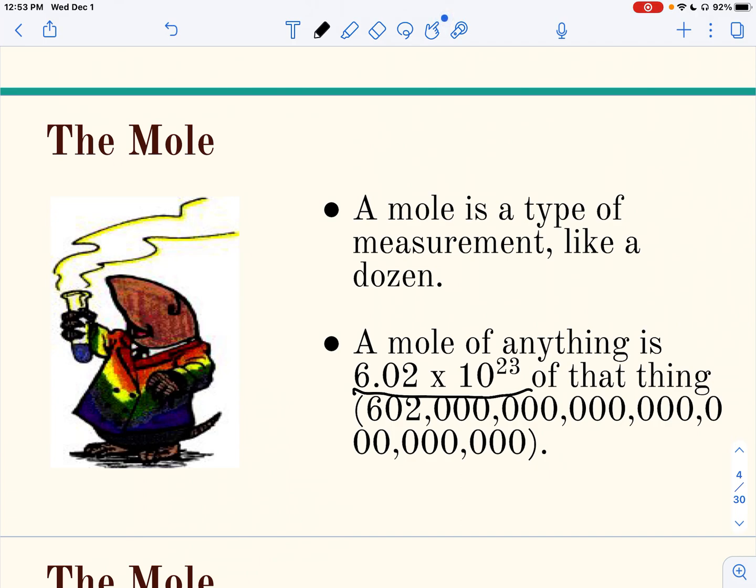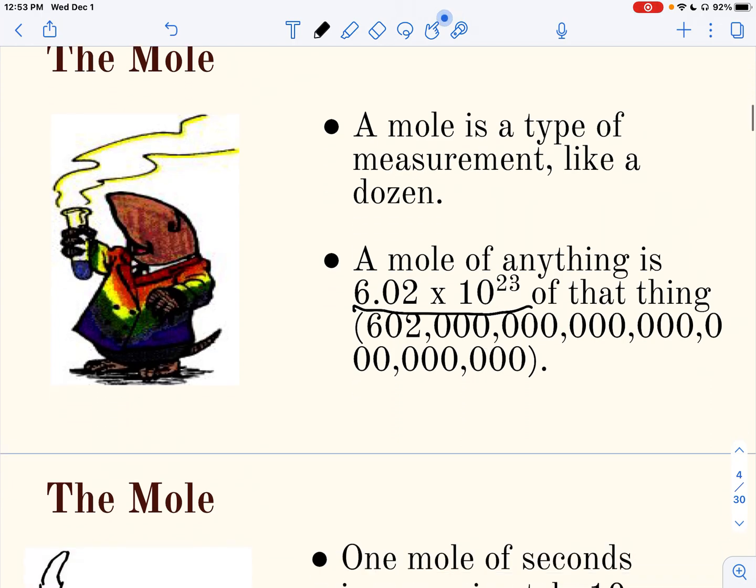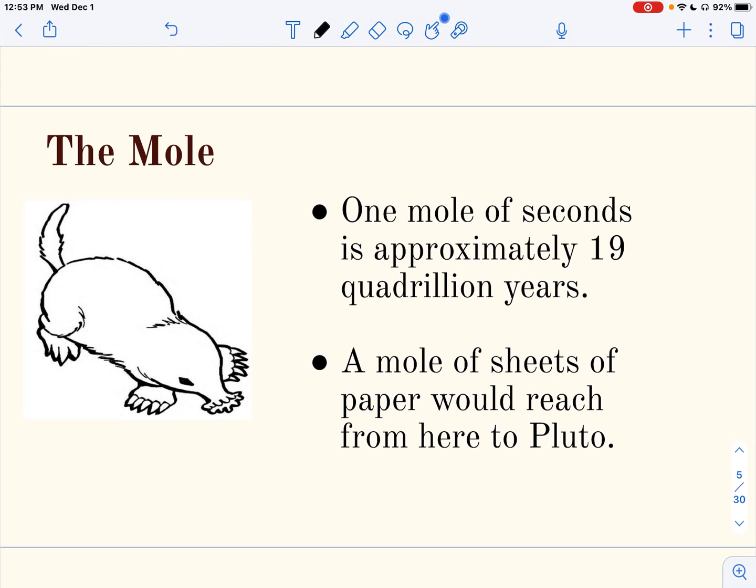Now, realistically, this number is very large. So having a mole of anything macroscopic that we can actually see isn't going to be useful. So here are some examples. 1 mole of seconds would be 19 quadrillion years. So it's obviously a very large number. 1 mole of sheets of paper, if you stack them one on top of each other, would reach from here to Pluto. So when we're talking about moles of atoms, we're talking about a lot of atoms. So that just gives you an idea of how small they actually are.